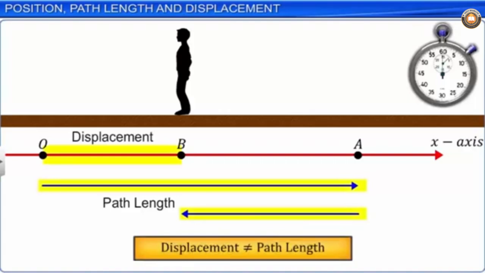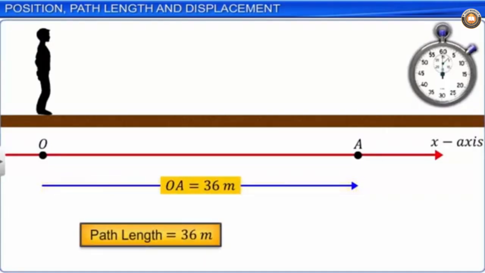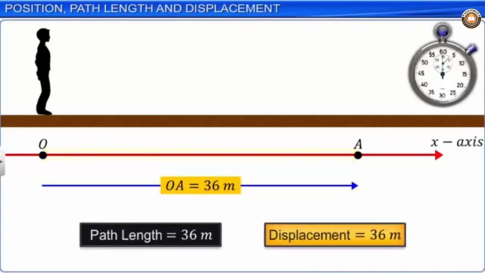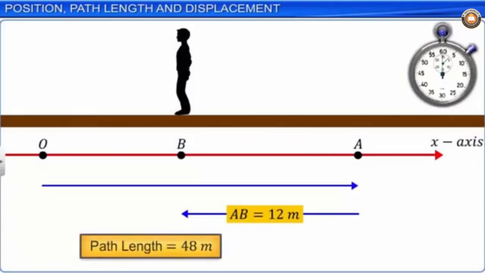For the motion of the man from O to A, the path length is 36 meters, and the magnitude of the displacement is also 36 meters. For the motion of the man from O to A and back to B, the path length is 48 meters, whereas the magnitude of the displacement is 24 meters.